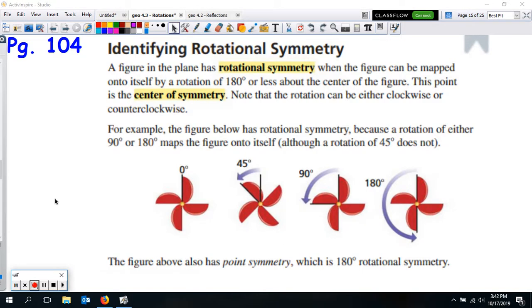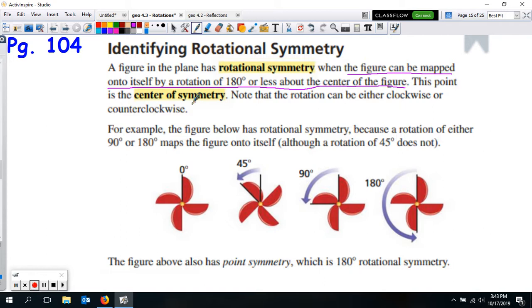Alright, so on page 104, there's a couple of vocabulary words to put down here, and the first one there is rotational symmetry. A figure in a plane has rotational symmetry when the figure can be mapped onto itself by a rotation of 180 degrees or less about the center of the figure. So that's what you kind of want. You can write that down for rotational symmetry, that the figure can be mapped onto itself by a rotation of 180 degrees or less about the center of the figure.